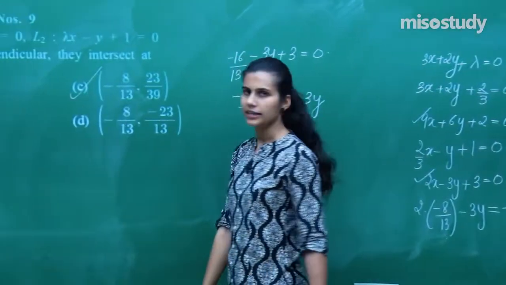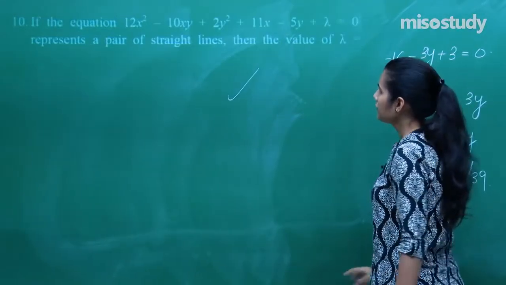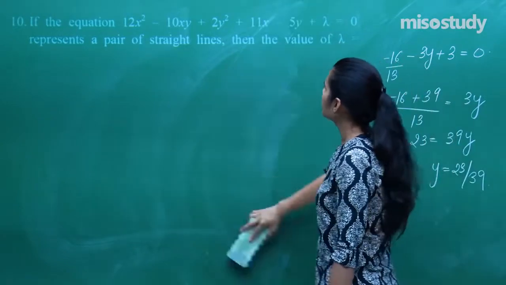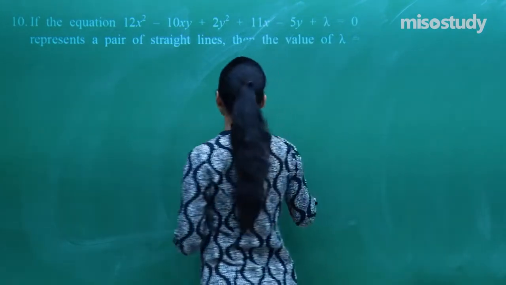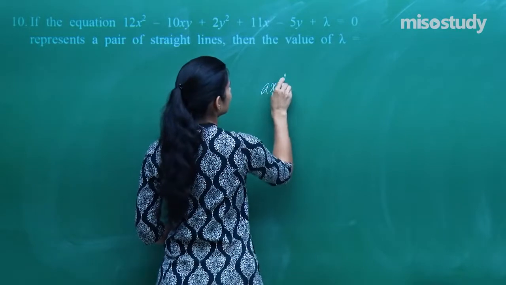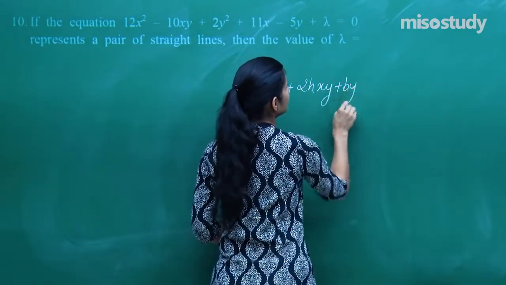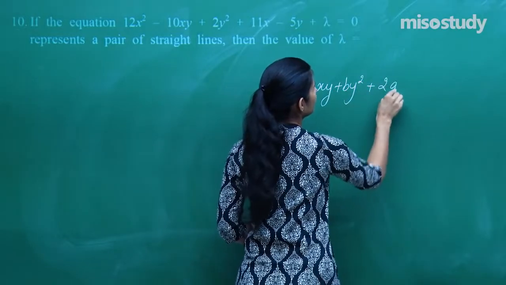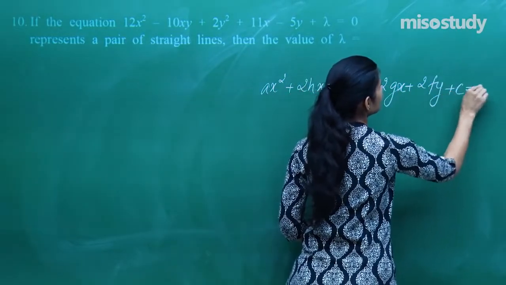This is your correct option. Moving to the next question, we have, if this equation is representing a pair of straight lines, then what is lambda? Okay, so let's just compare this with the general equation of straight lines. Ax square plus 2hxy plus by square plus 2gx plus 2fy plus c equals 0.